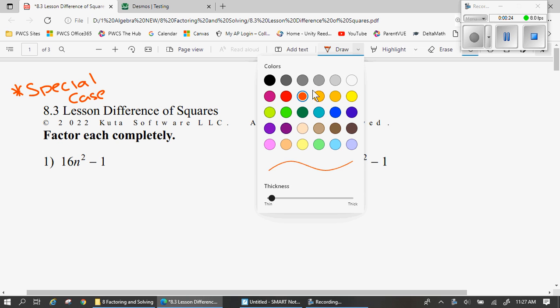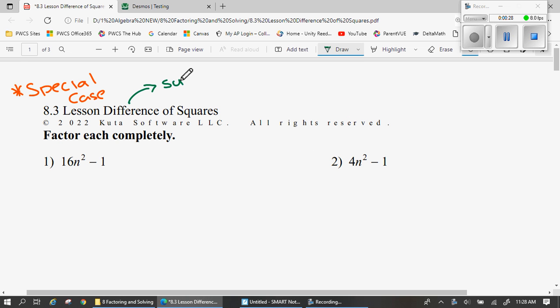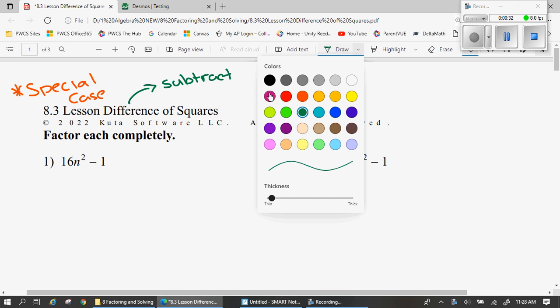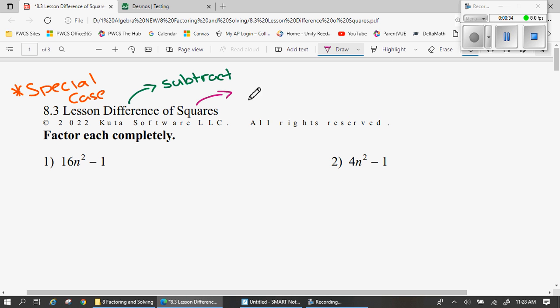And let's look at this name. Difference means to subtract. And then when we say squares, we're talking about perfect squares. So what we have here is this special case where we can factor the subtraction of perfect squares. So we'd be subtracting two perfect squares.